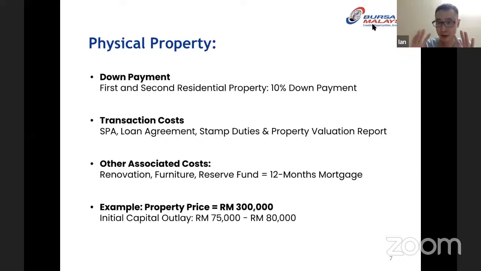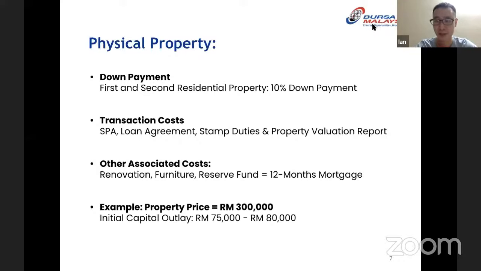Okay, so now let me put all these costs into perspective. Let's say, for example, in the Klang Valley, we want to buy a single piece of residential property for investment, and let's say the price is about 300,000 ringgit. So we have the down payment, which is about 30,000. And on top of that, we have the transaction costs. Let's give it a rough guess: let's say the transaction costs will be about 10 to 15,000. Okay, so that's already 40 to 45,000. And then we have to do a little bit of renovation, furniture, and some reserve fund. That could easily take us another 20,000 to 30,000. So therefore, the initial capital outlay that we need to prepare will be about 75,000 to 80,000 ringgit.